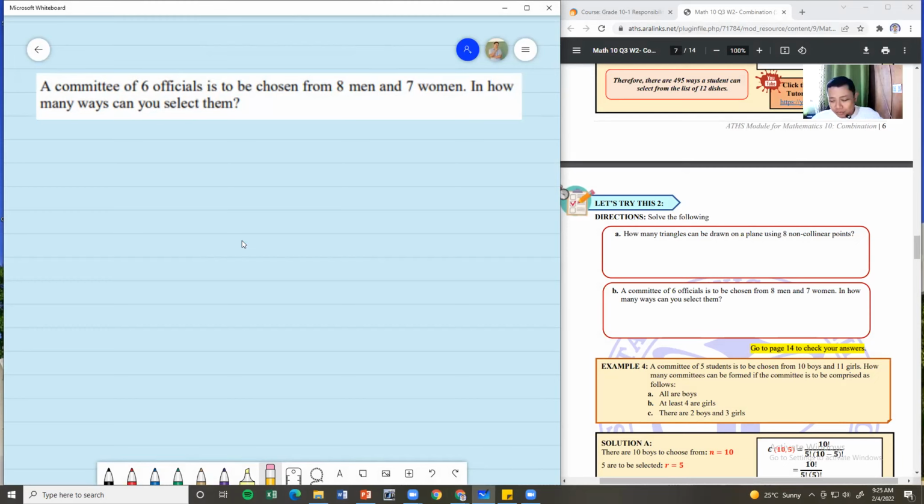How do you think will we do this? What will be your N in this case? You don't care if they are boys or girls. Basta pipili ka lang ng 6. No restrictions. No other conditions. What will be your N in this problem? Let me see. Type your answer in the chat box, please. I want everybody to participate.